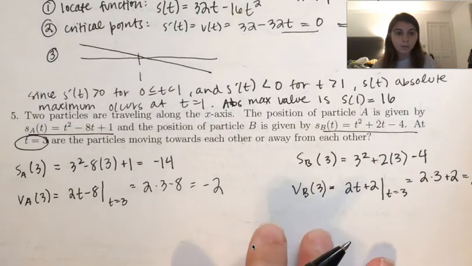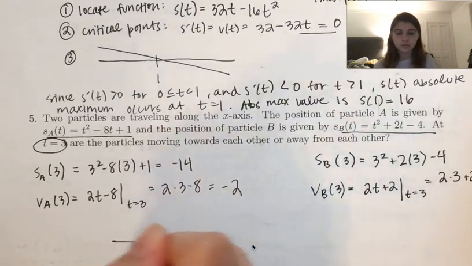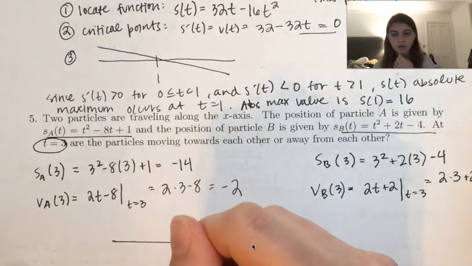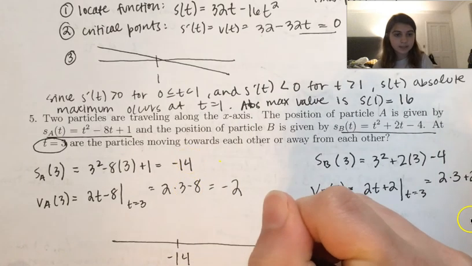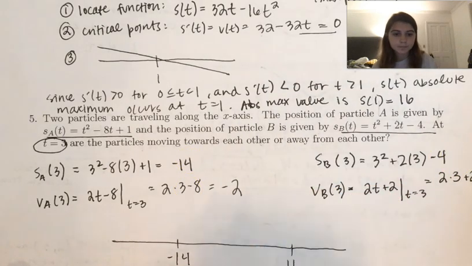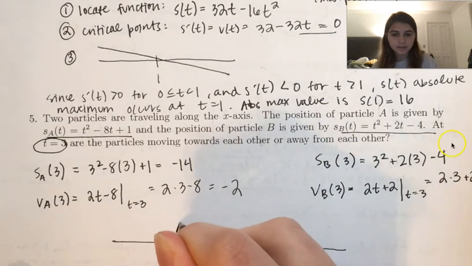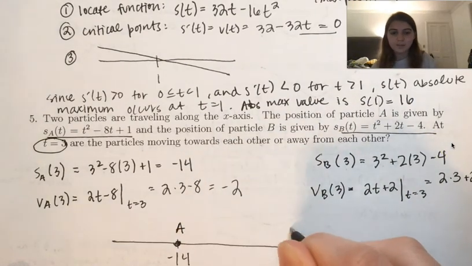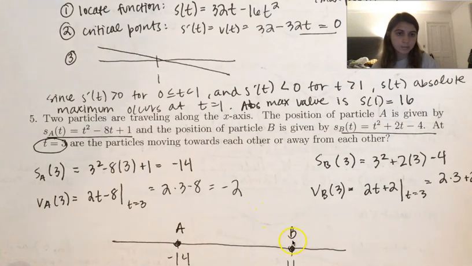So now we're going to draw a number line because visuals are really helpful in this. Our starting positions are negative 14 and 11, which I didn't write, but you can only kind of see it, and it does say 11 down there. So this is particle A, this is particle B. Now we want to know what direction they are going in.